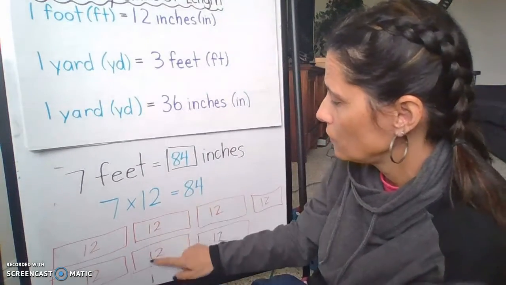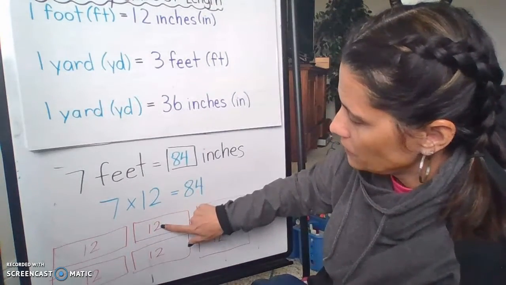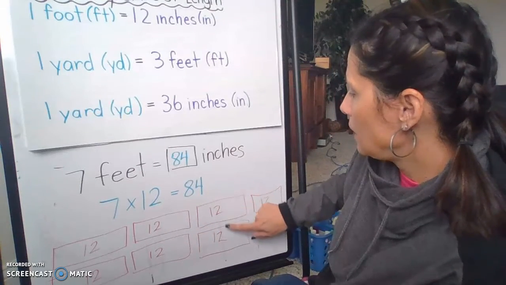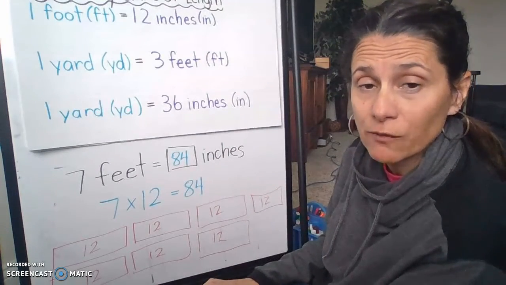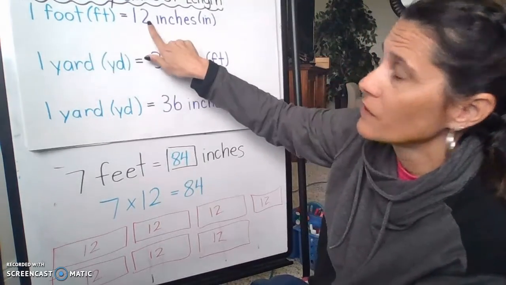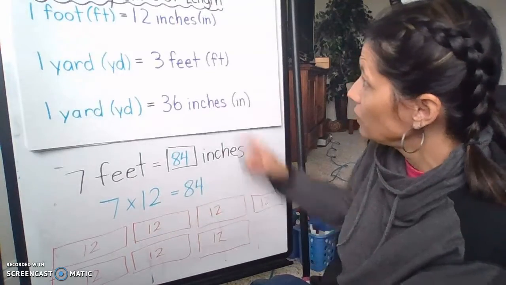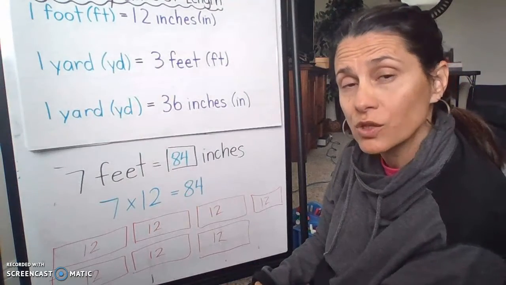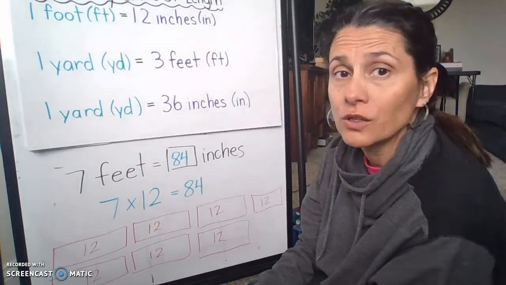So it's 10, 20, 30, 40, 50, 60, 70, 72, 74, 76, 78, 80, 82, 84. So I counted by 10s, then I added my 2s. So it still gives me 84. So this is our math, 7 groups of 12. Because we changed this to 7, so we've got to multiply that by 7. So that's our 7 by 12. And then if we drew it, we have our 7 feet. We know inside of each of those feet are 12. And then we would just have to add them together. So you are going to be using this chart a lot today to be converting units of length.